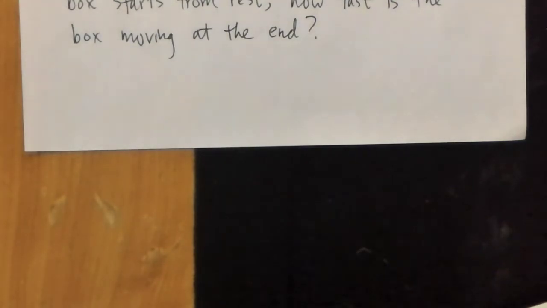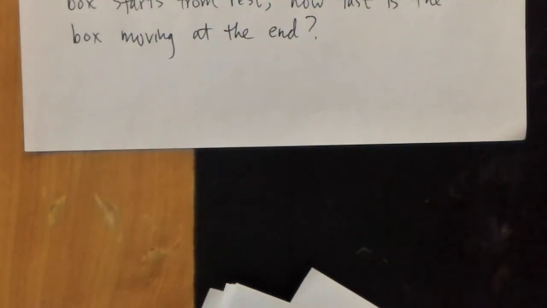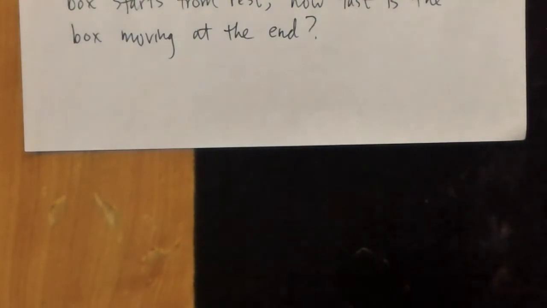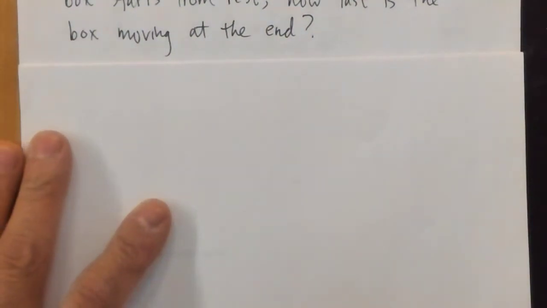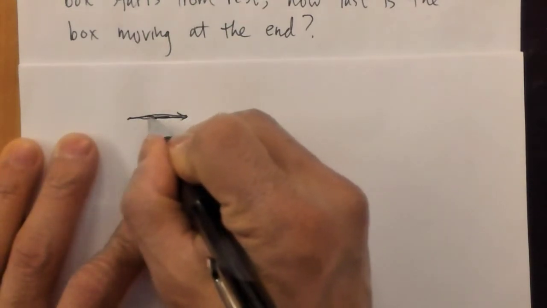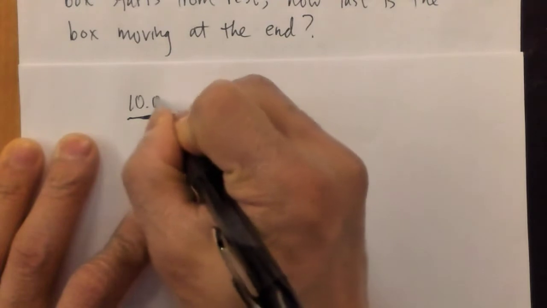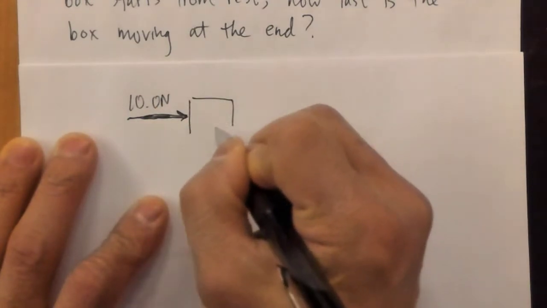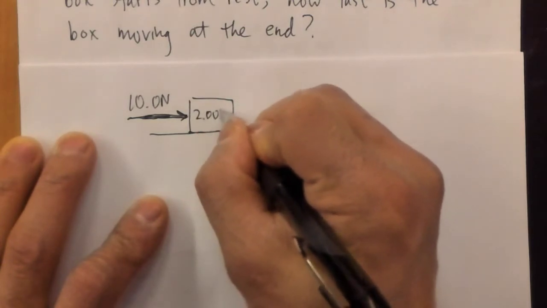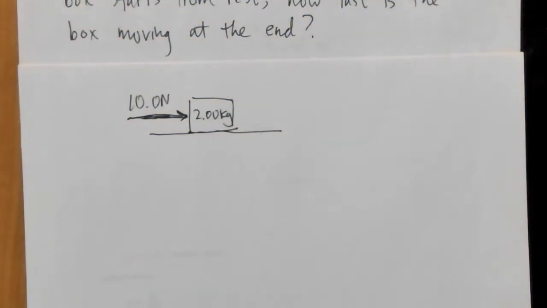Okay, so let's go on this side. So here's the picture that goes with that. We have, oh, that's supposed to be straight. I didn't draw it very well. 10 newtons. We have the box like this, okay, and it's 2 kilograms. And we want to know how fast it's going at the end.